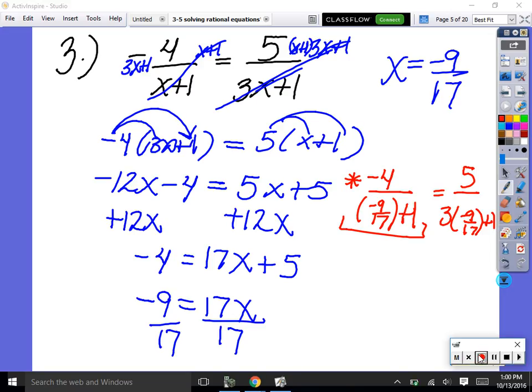So when I typed it in, if you typed this side correctly, you should have got negative 8.5. Did we get that? So that's a true statement. So we got to keep the solution.